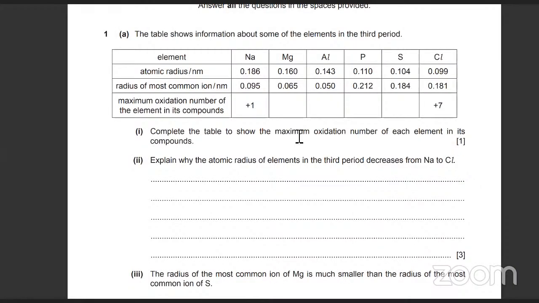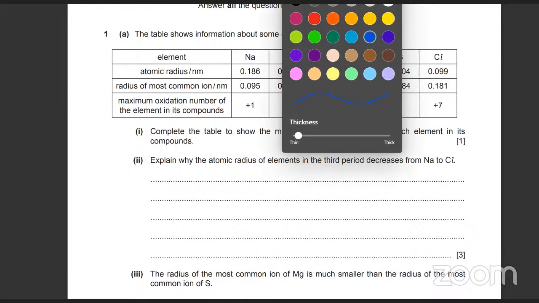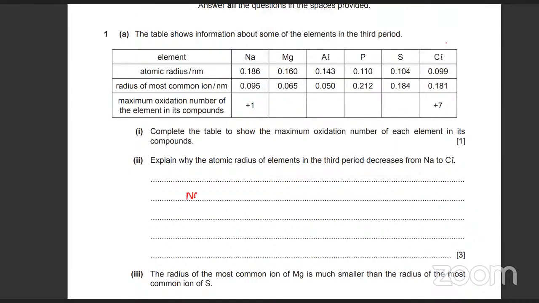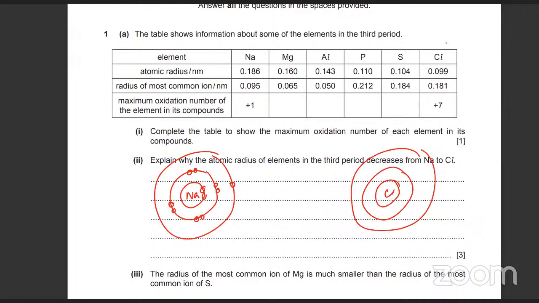Now, starting with the first question: explain why the atomic radius of elements in the third period decreases from Na to Cl. So remember this, when you move across the period, Na has a total of 3 shells. It's got 2, 8, and 1. And Cl has exactly the same number of shells. Cl would be 2, 8, and 7.